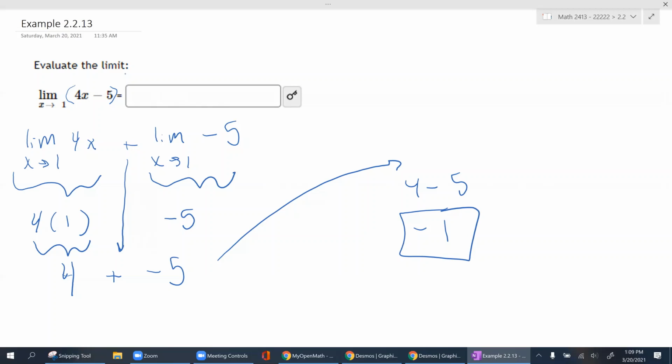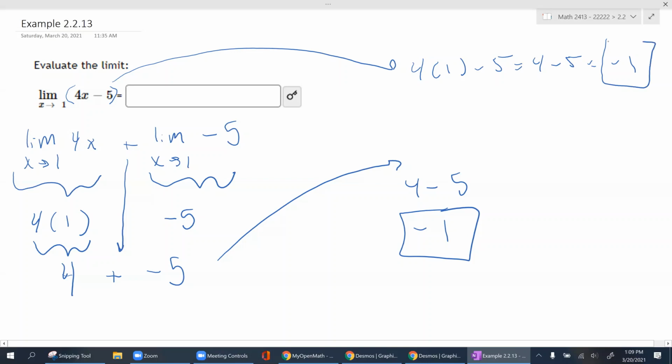In other words, an alternate option would be, can I just apply 1 into there? Let's see what happens. So you applied the limit, so now you get 4 times 1 minus 5. It's 4 minus 5, which is -1. It gives me the same answer.